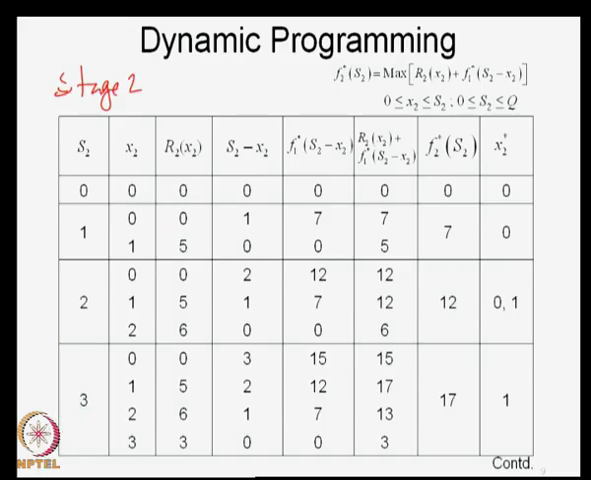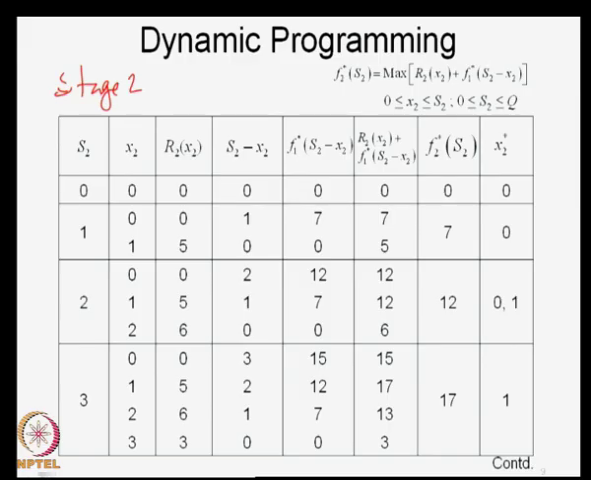This is called a recursive relationship, which gives you, for a given state in that stage, an expression for the immediate objective function value because of the decision that you make here, plus the optimized objective function value for all the remaining stages together. So, f1 star of S2 minus x2 is the optimized objective function value that you have obtained in the previous stage of calculations.